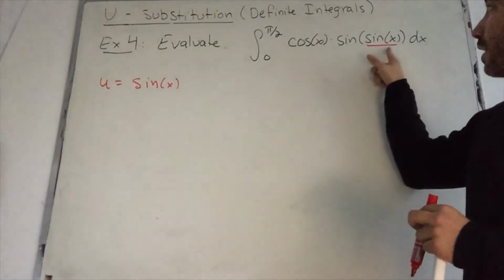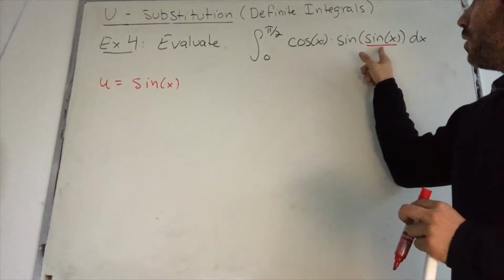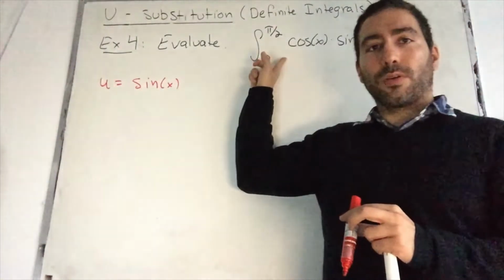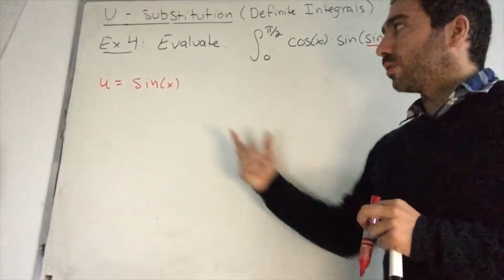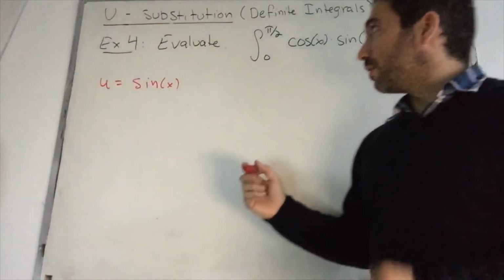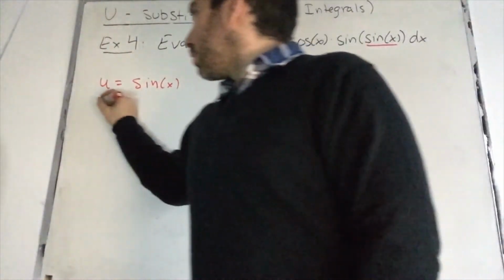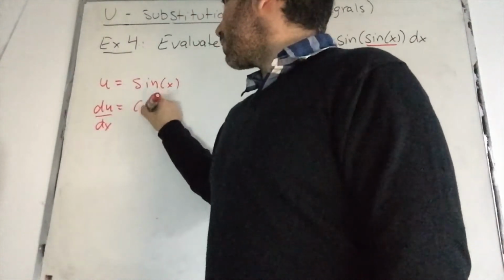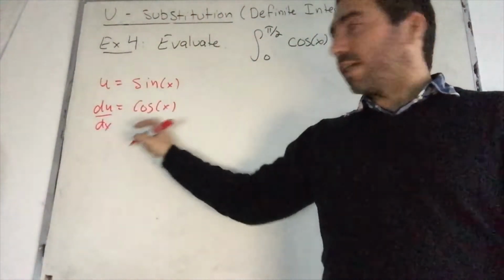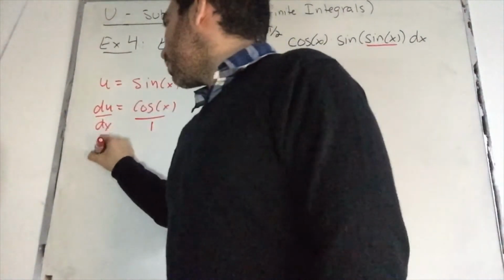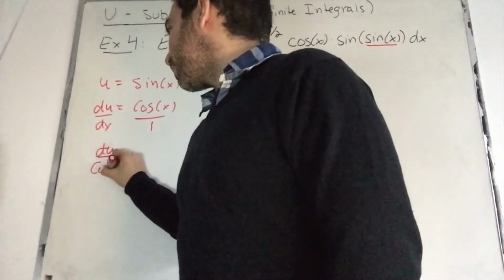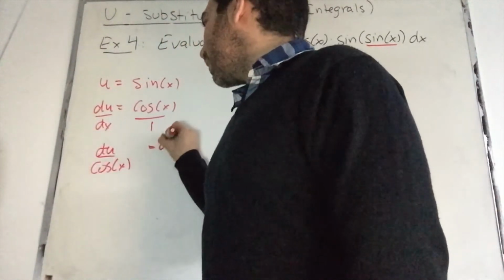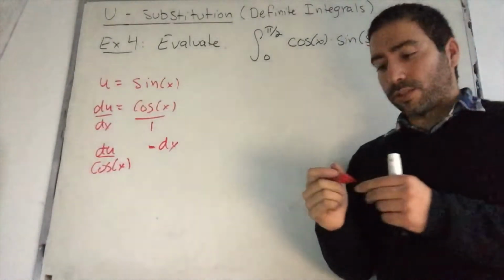So the one inside is what I'm calling u, because I know the derivative of sine is cos, and the cos is sitting out here in front. So I'm feeling good about this. Let's go ahead and see if it works. The derivative of sine with respect to x is cos of x. And solving for dx by cross multiplying, we get du over cos x dx.